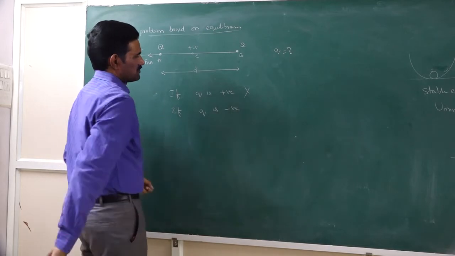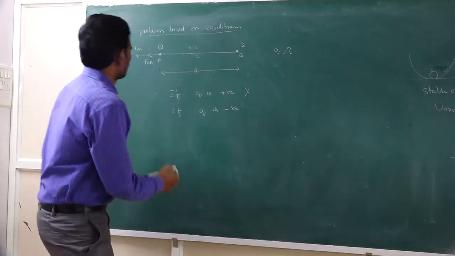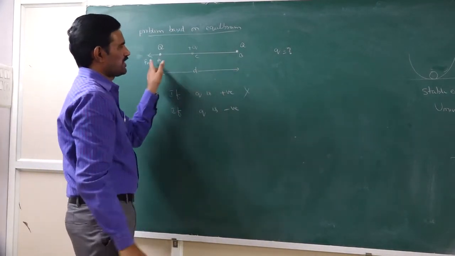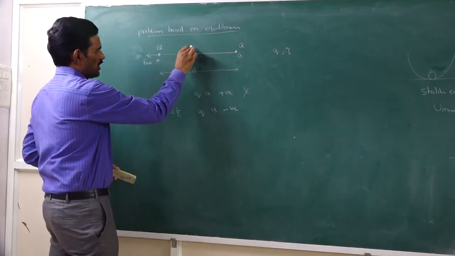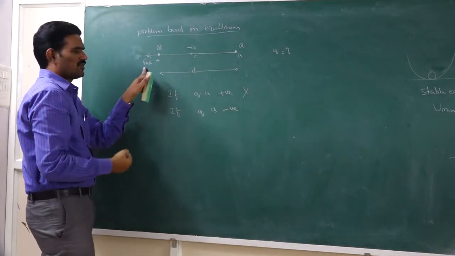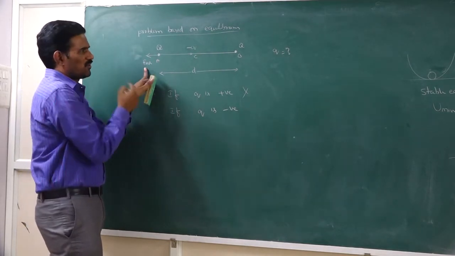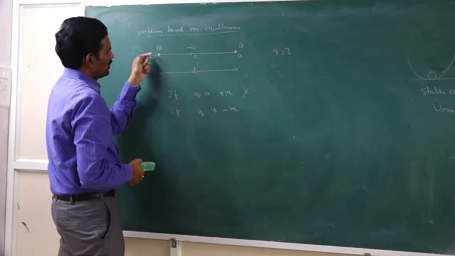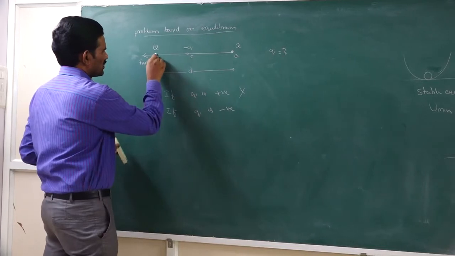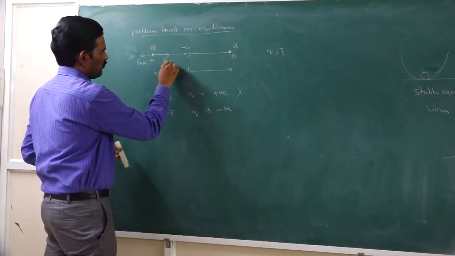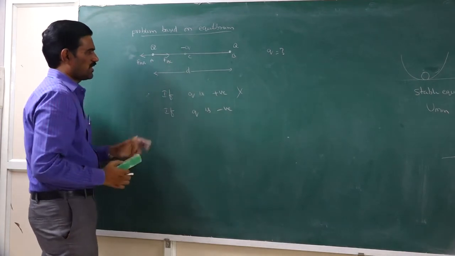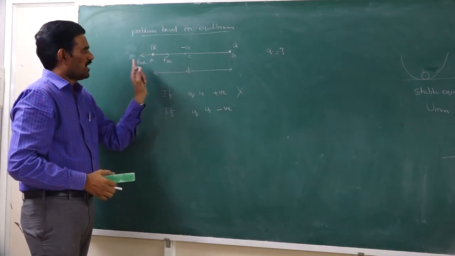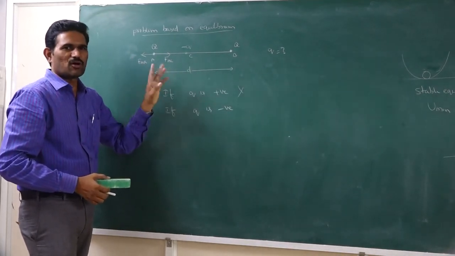If Q is negative, let us identify the force directions there. The force between A and B is still repulsive, so the force acting on A due to B will be along this direction. Now we are taking this as a negative charge. So if it is a negative charge, then the force between these two charges must be along this direction, because an attractive force will be there, the force acting on A due to C. And now you can observe that these two forces are opposite in direction. The force due to C and the force due to B on A are opposite in direction.